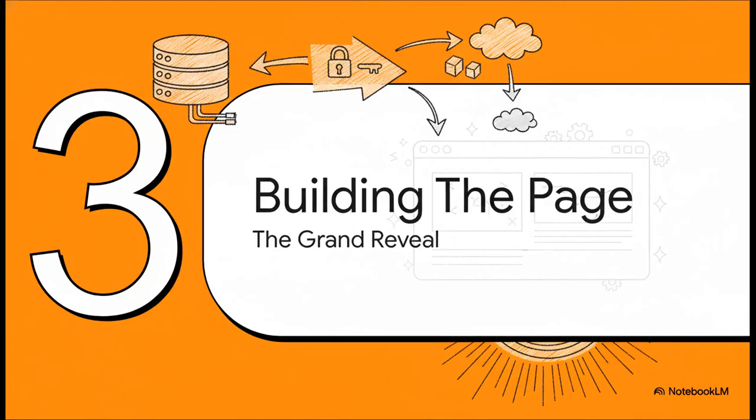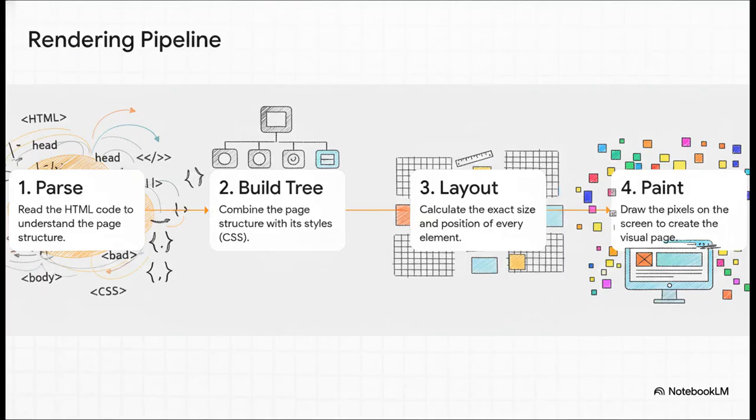So the server has done all its work. It's figured out who you are, what you're allowed to see, and it's gathered up all the data. Now it sends the response back to your browser for the final act, the grand reveal. Your browser doesn't get a picture of the web page. It gets code. The real magic happens in a four-step process we call the rendering pipeline.